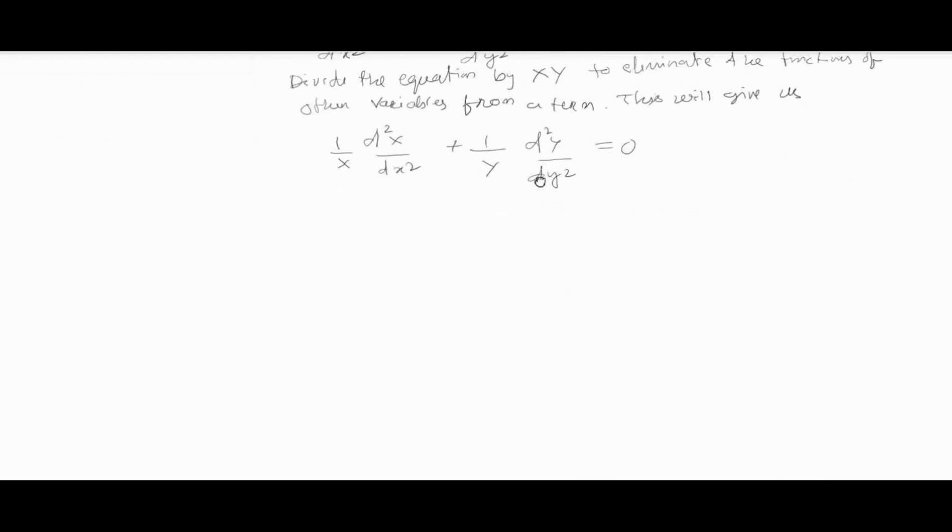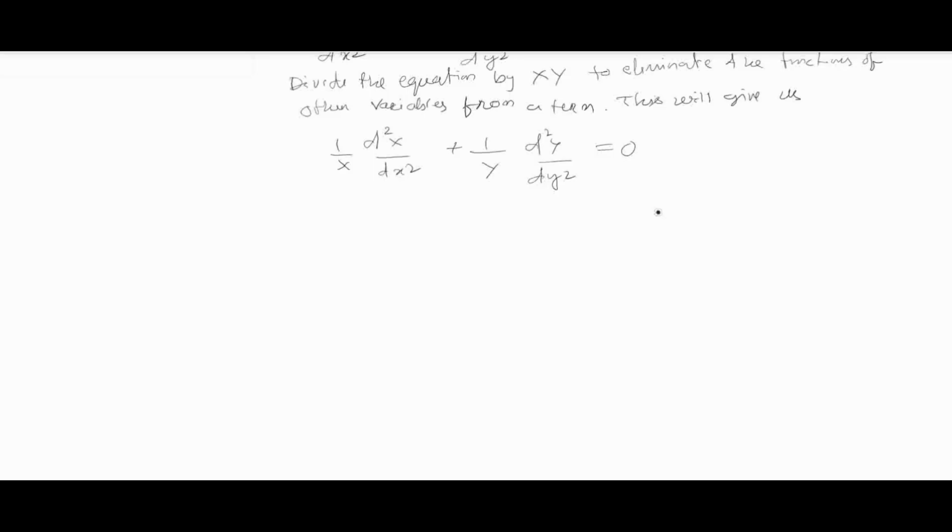Okay, so this will give us like this. Let us check the equation. The equation has two terms. One term is associated with x, which is a function of x, whereas the second term is associated with y, which is a function of y. So now separate them by rearranging the terms on the left and the right hand side.